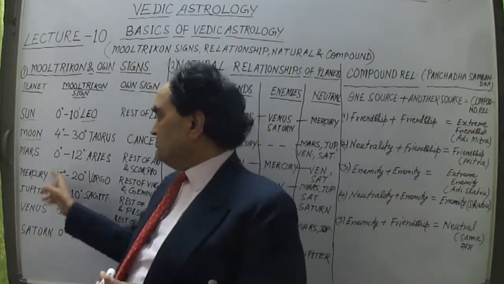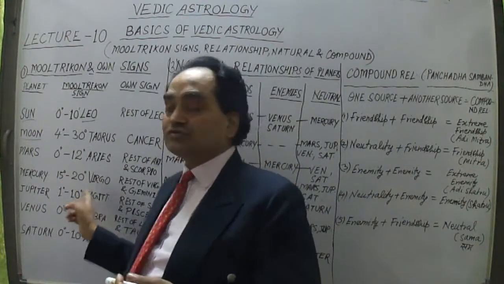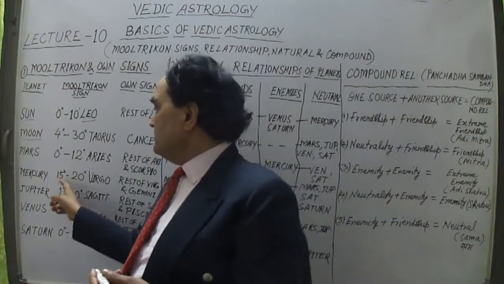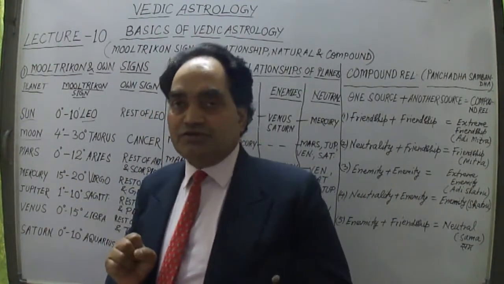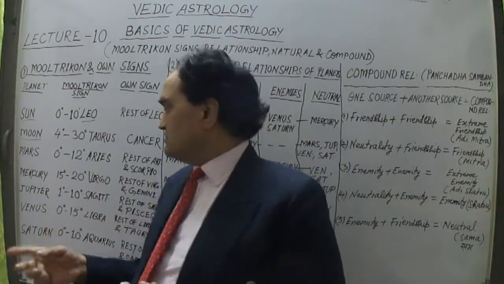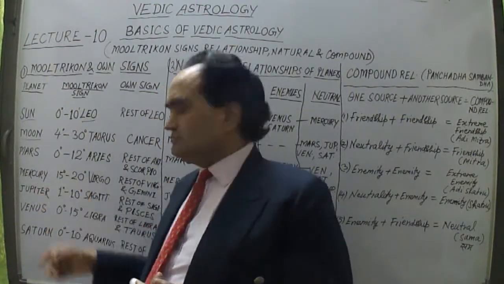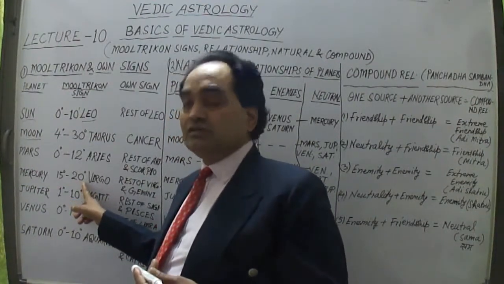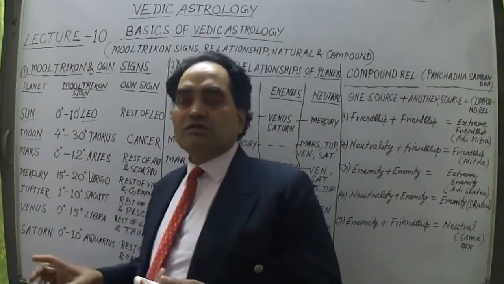Now come to the next point, Mercury. Mercury has its Mooltrikon sign in Virgo from 15 degrees to 20 degrees, only 5 degrees. Mercury is more active there, right? And the rest, from 0 degrees to 14 degrees, and from 20 degrees onwards up to 30 degrees, the remaining Virgo sign is ruled by Mercury.